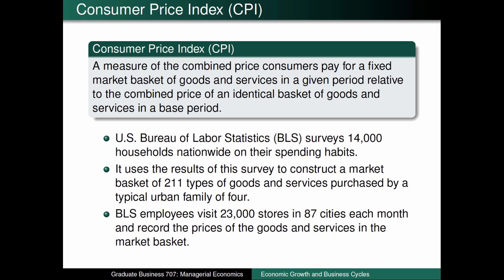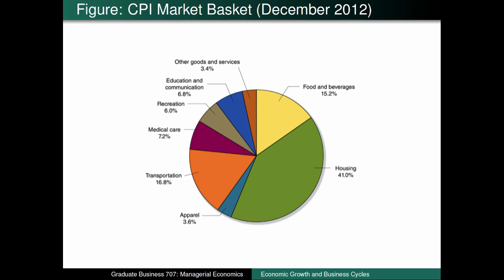BLS employees then visit thousands of stores across the country each month to record the price for each of these products. This pie chart shows the breakdown of purchases made by the typical urban family of four. Unsurprisingly, housing takes up the largest chunk of people's budget, followed by transportation and food. I was surprised that apparel came in at only 3.6%. I guess I personally do a lot more shopping than the typical American family.